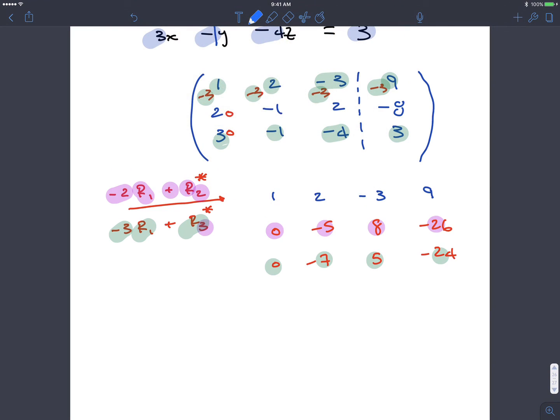Okay, so this is our new matrix, and it's augmented here.